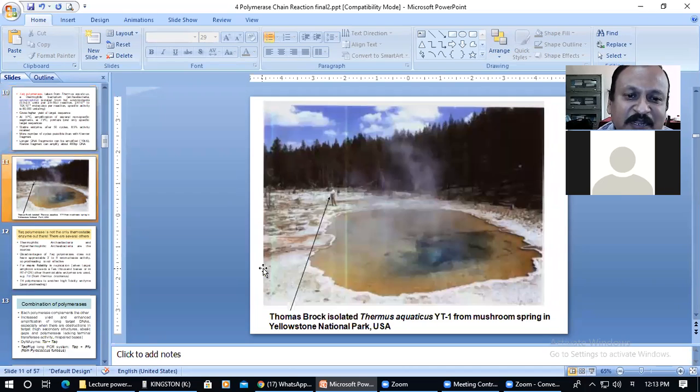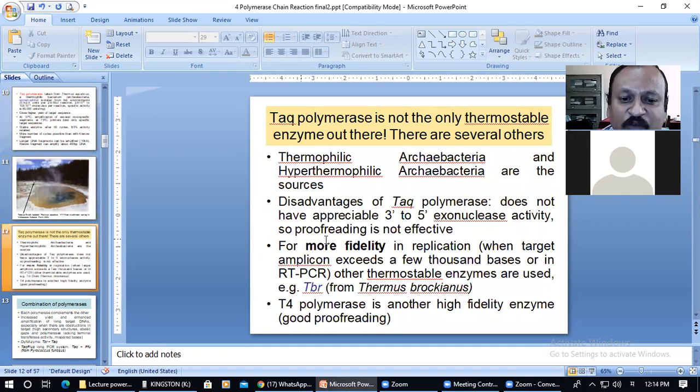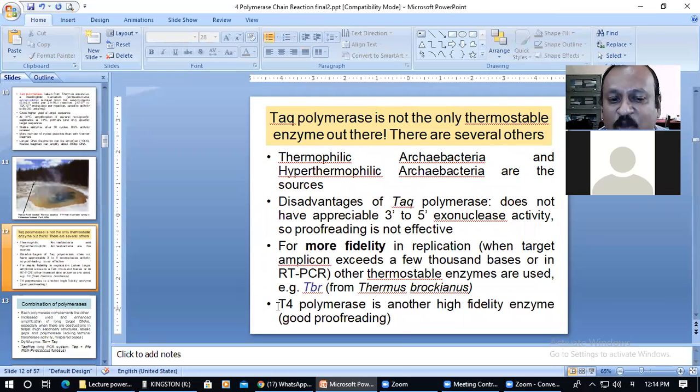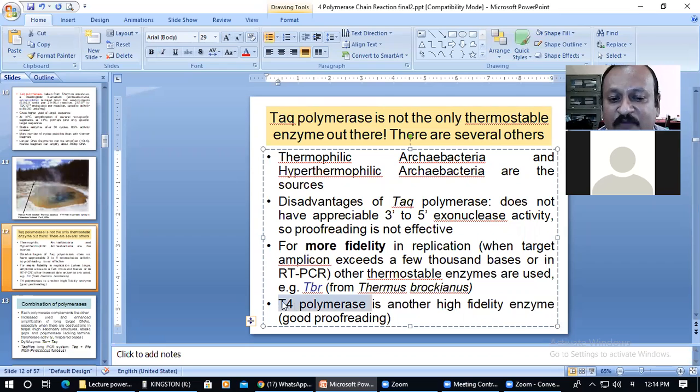So we have seen that Taq DNA polymerase is one such enzyme, but the problem is it is not very faithful. It is not a high fidelity enzyme, and therefore other enzymes are also used. For example, the Thermus brockianus organism is used for isolating a polymerase enzyme, which is called TBR enzyme, and there is another enzyme called T4 polymerase, which is taken from E. coli cells, which are lysogenized with T4 phage.